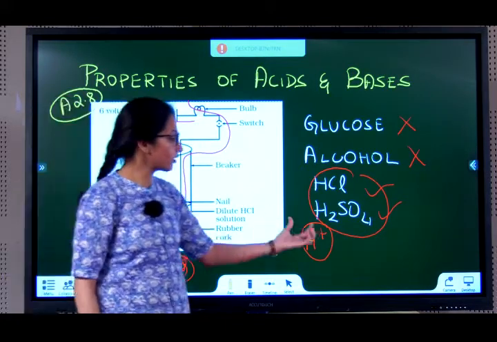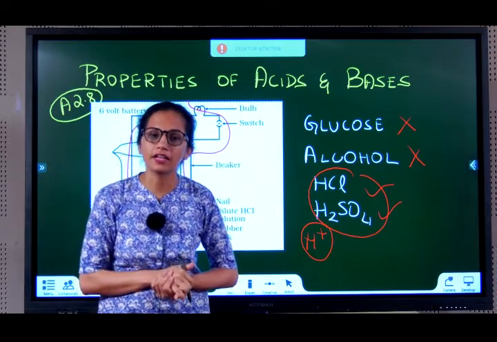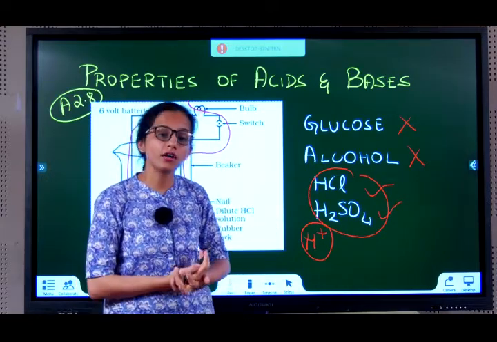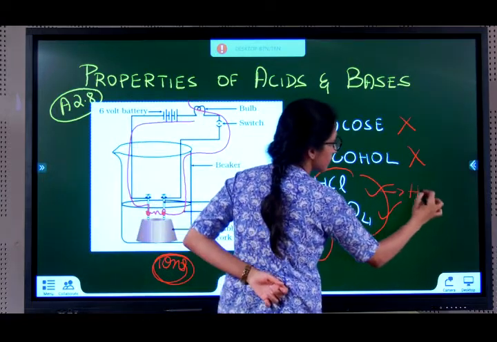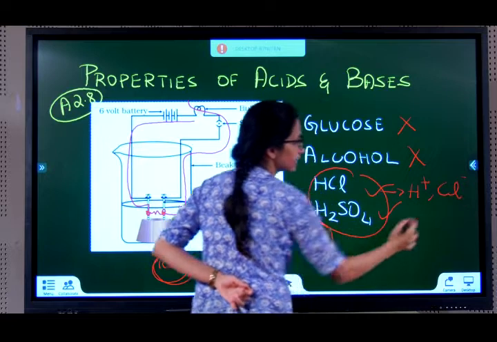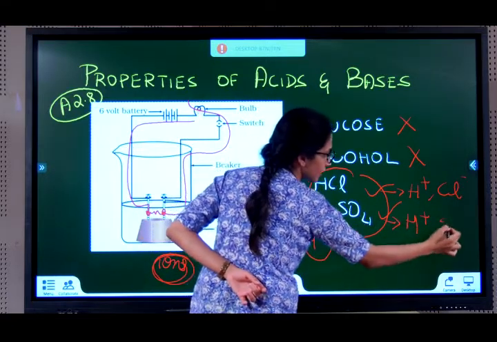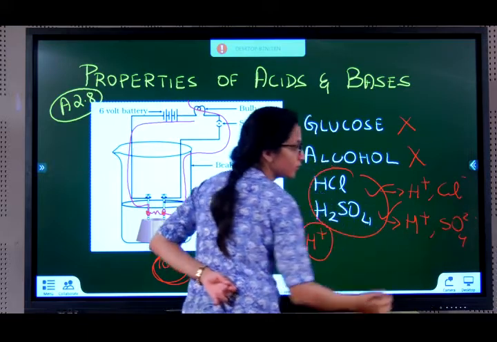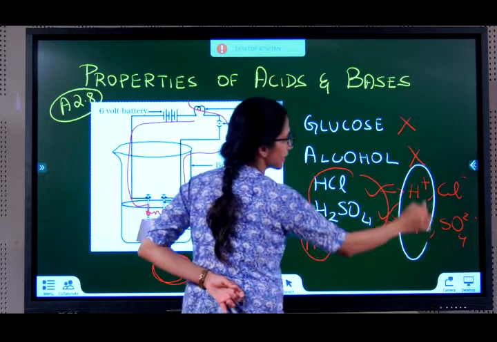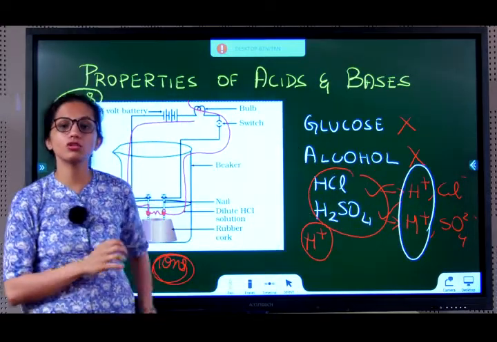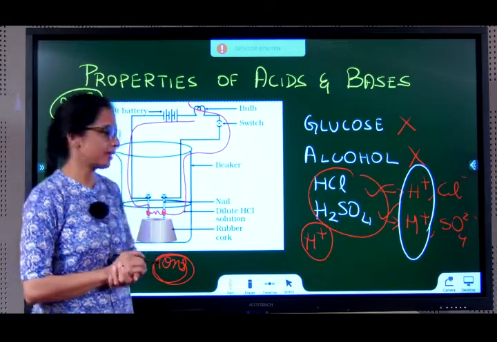So the conclusion of this experiment tells you these acids produce some kind of ions. What are these ions? They are H plus ions. HCl will give out H plus and Cl minus. H2SO4 will give out H plus and SO4 2 minus. As you can see, in common, can I say all acids produce H plus ions? Yes. So the conclusion of this experiment is all acids produce H plus ions.